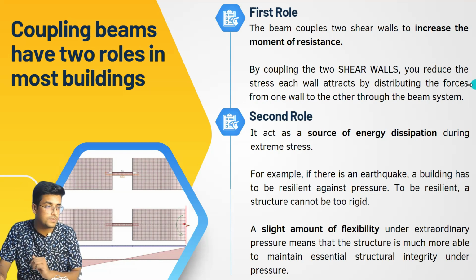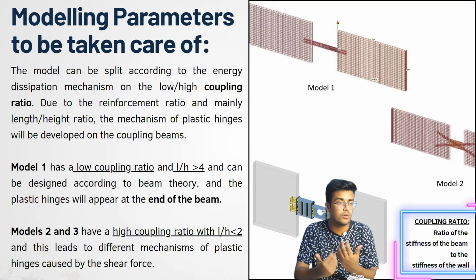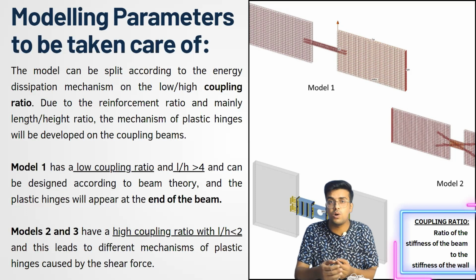Now let's talk about the modeling parameters that we need to take care of when we use this type of coupling beam. The two parameters that we need to take care of are the coupling ratio and the length to span ratio. Now, what is the coupling ratio? The coupling ratio is the stiffness of the beam divided by the stiffness of the wall. It's a ratio. So in the numerator we have the stiffness of the beam, and in the denominator we have the stiffness of the wall.